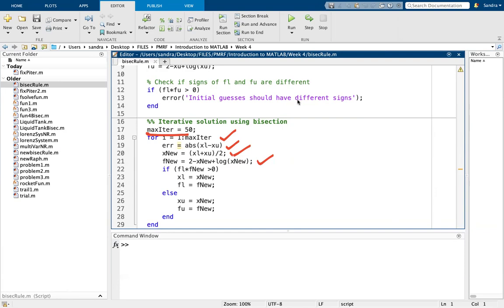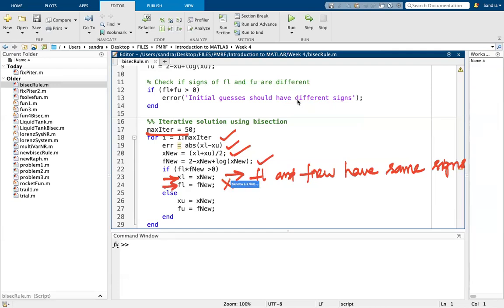Now I have to see if x new has a sign similar to fl or similar to fu. So I just do the multiplication. If fl times f new is greater than 0, what is the meaning? This condition means that fl and f new have the same signs. So if that is the case, you replace xl with x new, so xl becomes x new and fl becomes f new.